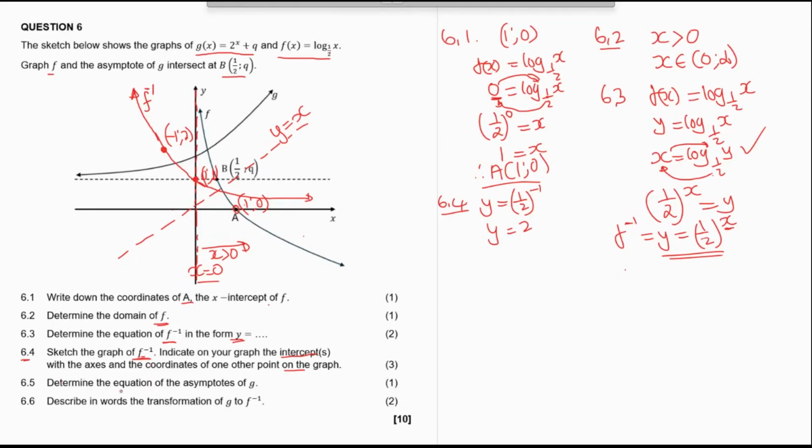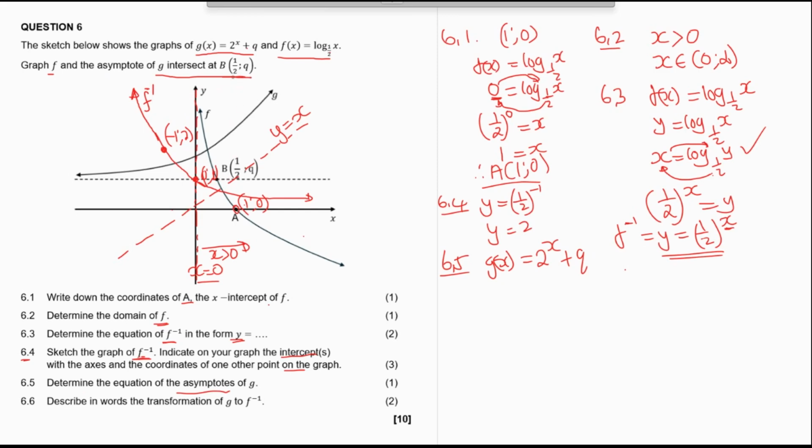6.5, determine the equation of the asymptotes of g. We have g of x is equal to 2 to the power x plus q. We're told that the graph of f and the asymptote of g intersect at b. So we haven't even used this point b.